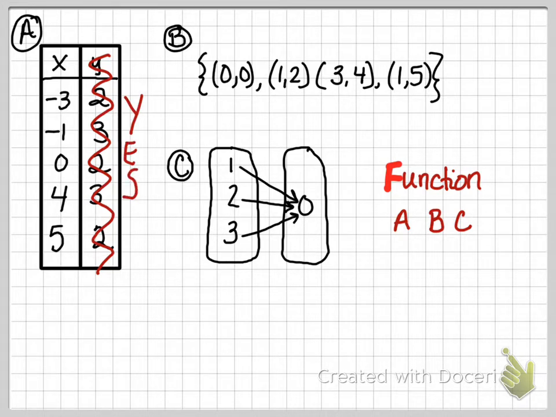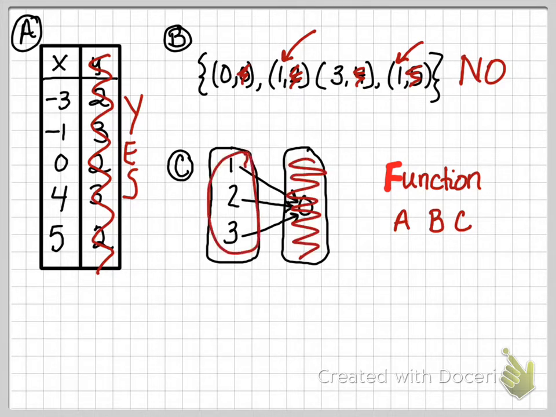Okay, I'm going to look at B. Do any of the X's repeat? I don't even care about the Y's. What do I notice? Right here and right here, same number, same X. Therefore, that is not a function. Now C, I don't care about the Y's. Do any of these X's repeat? They do not. So it's a yes. So on your board, you should have circled A and C. X out B. All right, what questions do you have on that one? Raise your hand, let me know.